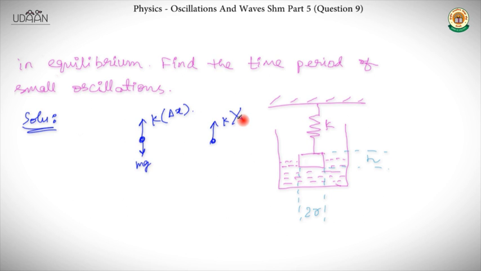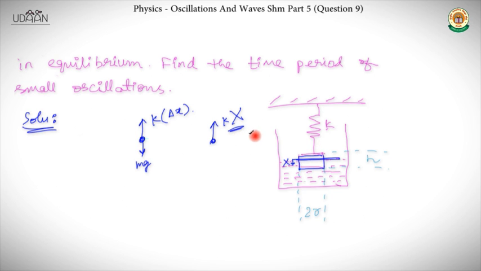Can you show in the figure what exactly capital X is? Suppose this is the equilibrium position. Now, if the block goes inside by X from the equilibrium, that is what I mean by capital X. So the spring extends by capital X from the equilibrium position. If we take those, we'll land at the solution, because in equilibrium the weight is counted upon by some extension of the spring and the buoyant force.